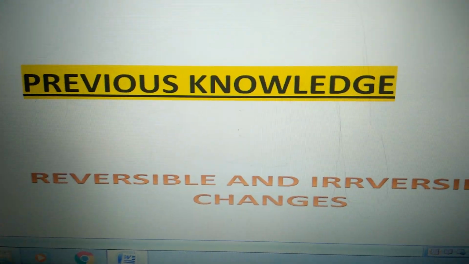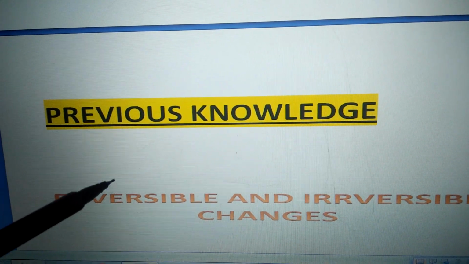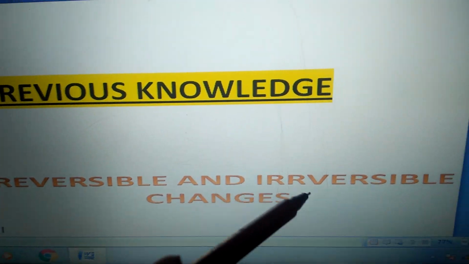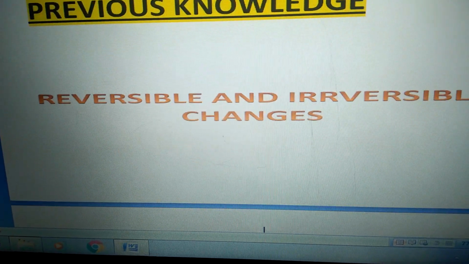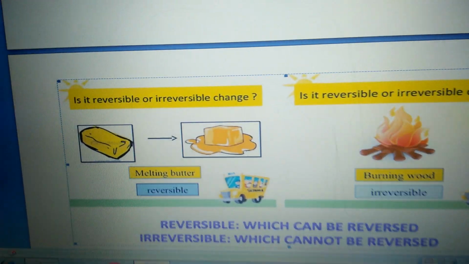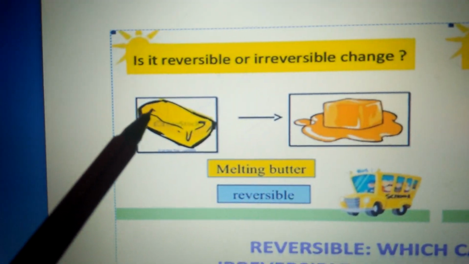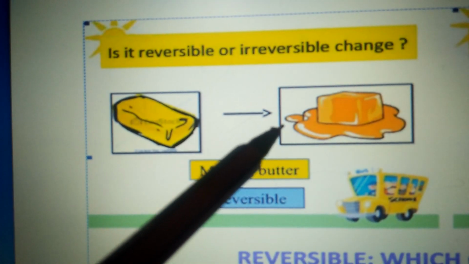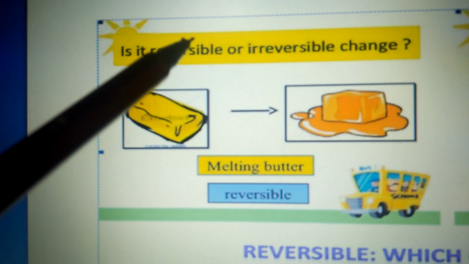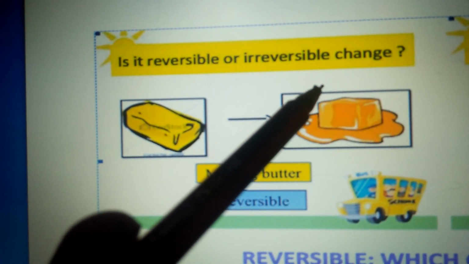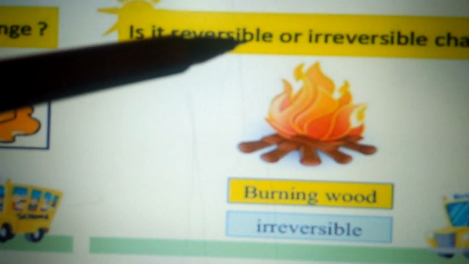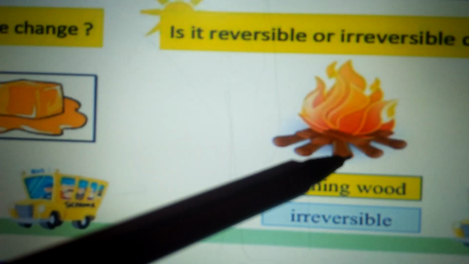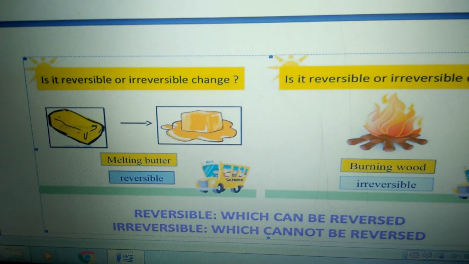Students, you know that previously you have learned about reversible and irreversible changes in class 6. Here I am going to give you some examples, that is melting of ice. Melting of ice is an example of reversible change, whereas burning of wood is an example of irreversible change.